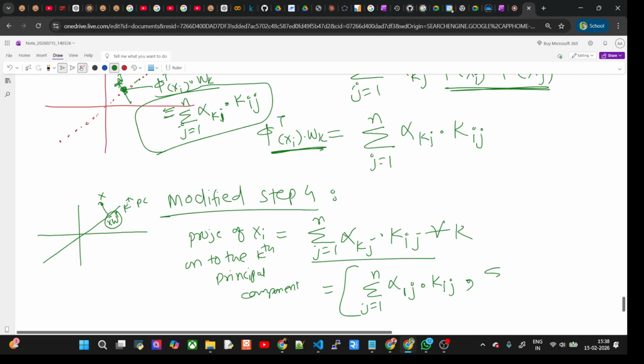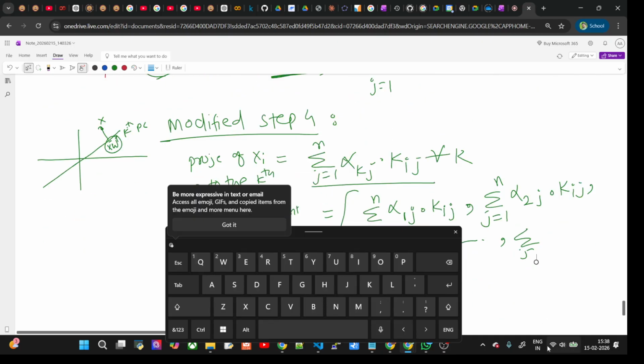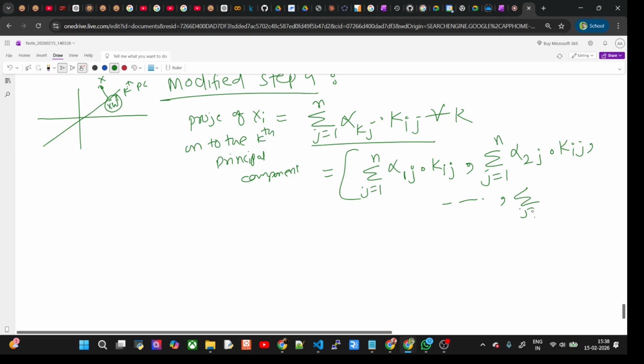This is the same; second is the sum over j equal to 1 to n of alpha 2 of j into k of ij, and so on till the sum over j equal to 1 to n of alpha L of j into k of ij. These are your proxy points. This is one proxy point, this is the next proxy point.